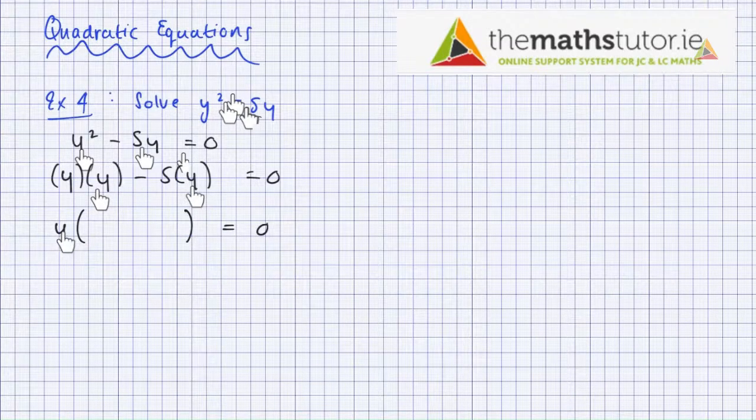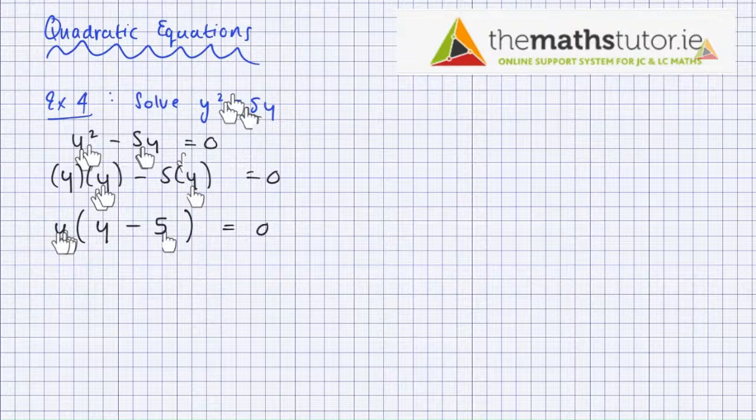So what multiplied by y gives me y squared? Well, it's going to be y by y. So y is going to go there, minus y multiplied by what gives me 5y. So it's going to be 5 that goes in there. So it's y by y minus 5. Now this is the bit where we're taking it further.